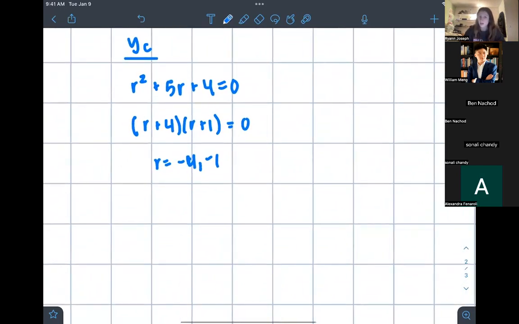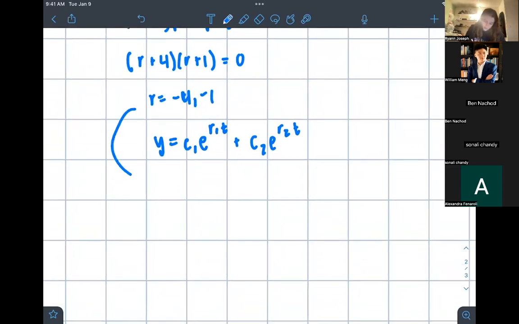From my cheat sheet that I have theoretically, we know that the equation looks like this, where this is the first root and this is the second root. So given this equation, y is equal to c1 e^(-4t) plus c2 e^(-t). It doesn't matter the order, obviously, because it's addition, but once you decide which root is associated with which constant, you stick with it.